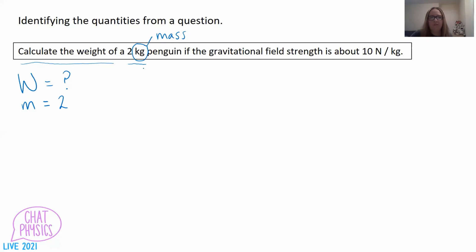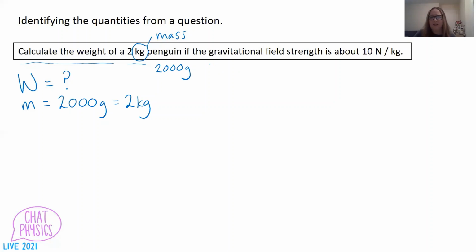But if our question here instead said a 2,000 gram penguin, then I would encourage students to write mass equals 2,000 grams and convert straight away. So what this does is it gets the students to think, okay, I'm not happy with this unit here to sub it into an equation, so I'm going to convert immediately and put an appropriate value into the equation, because I don't have to worry about then dealing with it later when it's part of another equation.